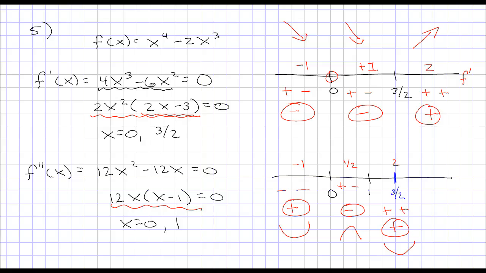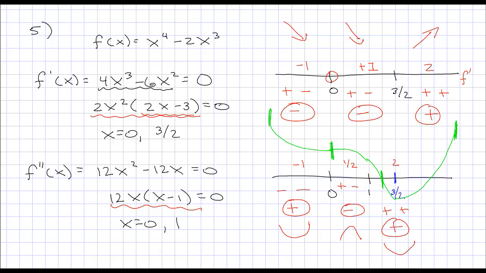Alright, so putting those pieces of information together, let me switch to green. So I'm going down, but I need to be concave up. And then I'm still going down, but I need to be concave down. And then at 3 halves, I need to go back up. So between here and here, I am concave down. Between here and here, I'm concave up. So the green is a rough sketch of what we want the graph to look like.